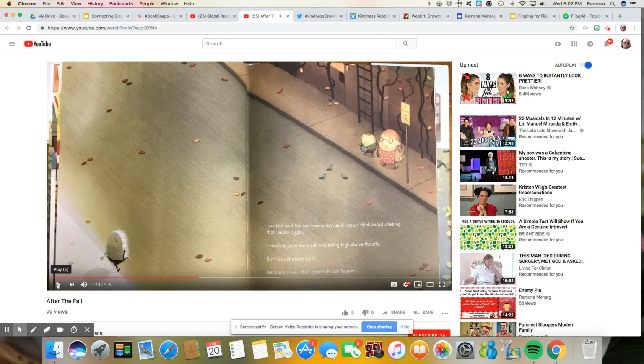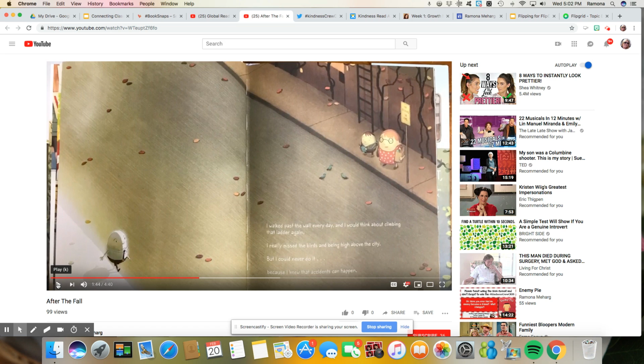Okay, so this digital book that we created using iMovie on the kids' iPads. We took pictures of each of the pages of the book, and then we inserted them into iMovie, and then the kids did voiceovers onto iMovie and added some sound effects.